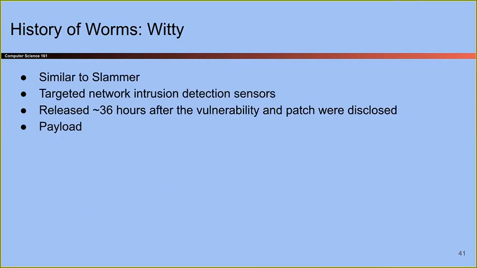Another one called Witty kind of did the same thing, so just go really fast. This one took a while to fix. Again, the patch was there 36 hours before. People already knew this was a problem, but because people take time to patch their systems, this worm was still dangerous. And apparently this one just deleted file systems. So if you got hit with Witty, then your file systems were gone.